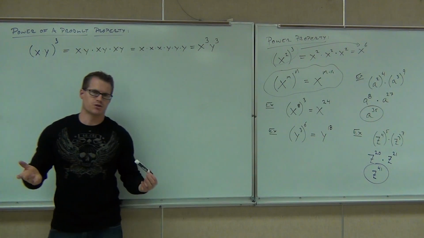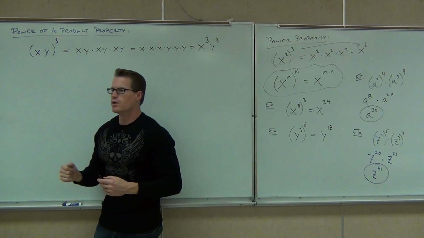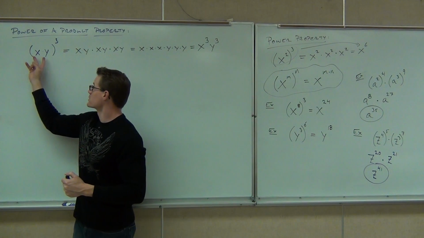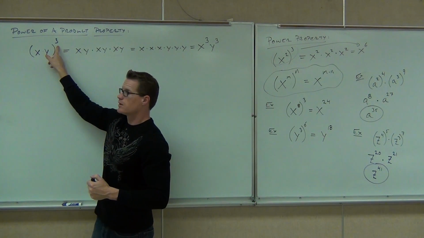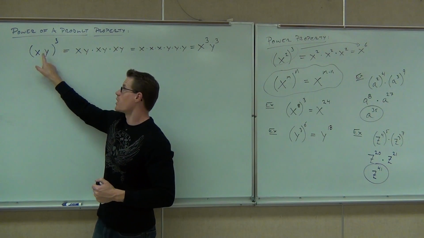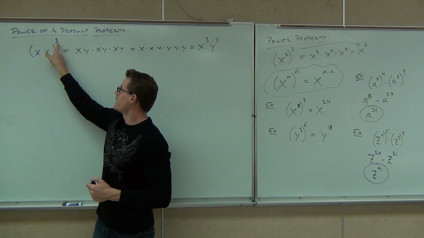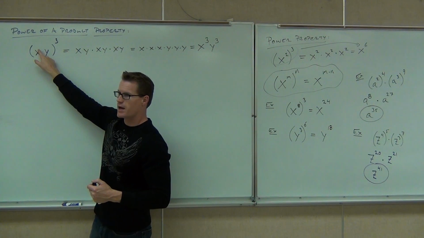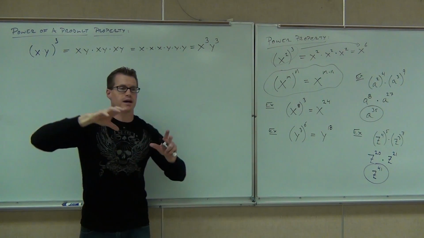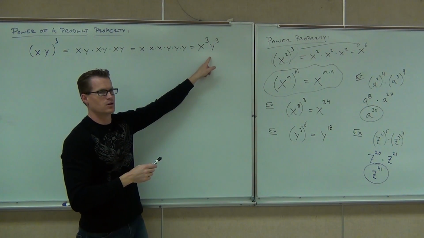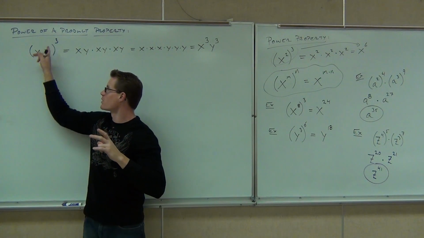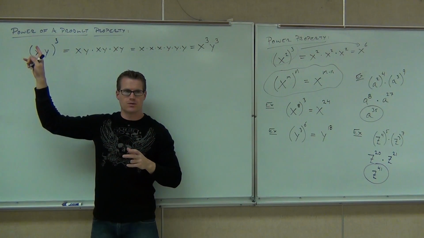Now, I just proved something to you by an example. But I've proved to you that if you have a product that's inside of an exponent, a product, mind you, not a plus, not a minus, but a product, that exponent goes to both the first factor and the second factor. It goes to both the x and the y. That's what I'm showing you here. We take both the x to that power and the y to that power.